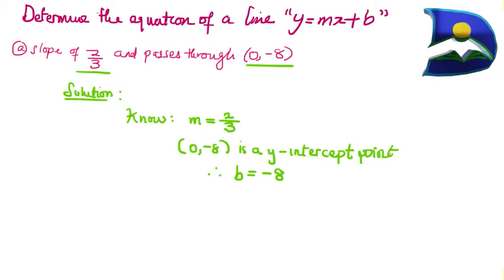So b is -8, and once we have that, I'm going to state my y = mx + b. Since m in this case is 2/3 and b is -8, I put that into the general linear equation, and this gives me my final answer: y = 2/3x - 8. So this is a simpler version.